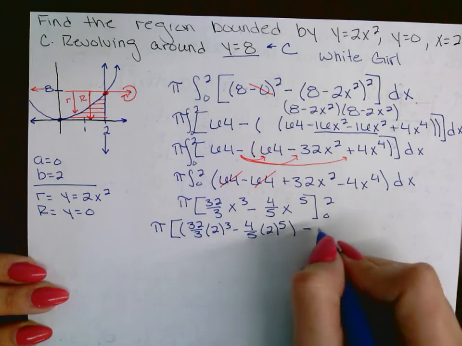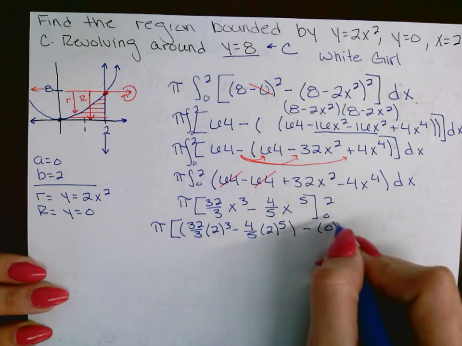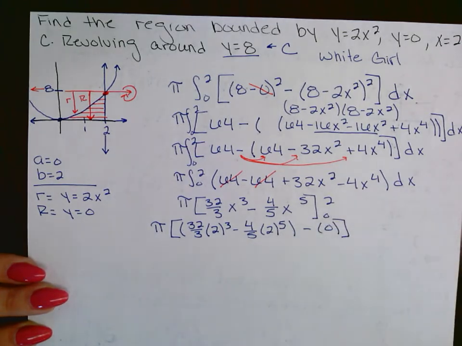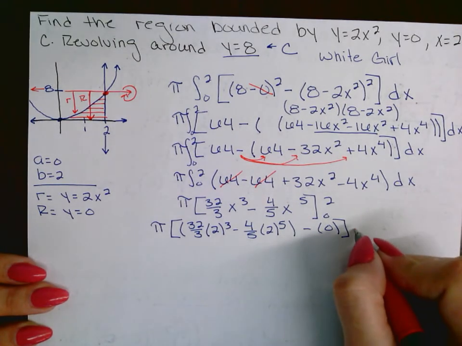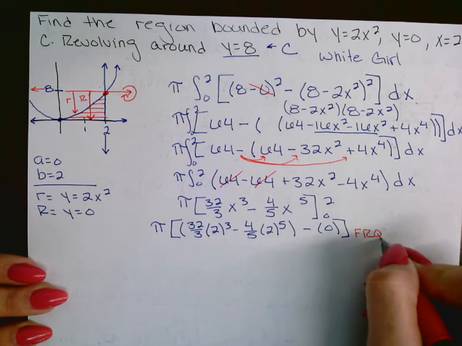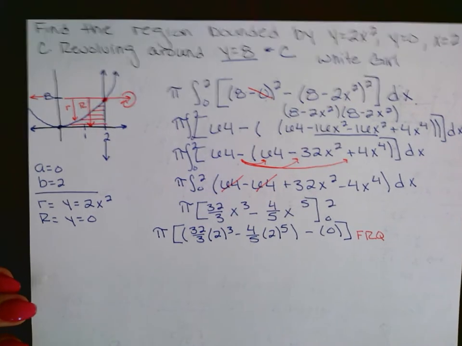There's my function at b, minus my function at a would just be 0. And I am done here. This would be your answer for an FRQ. If you're in AP and it was multiple choice, you would have to finish. Okay?